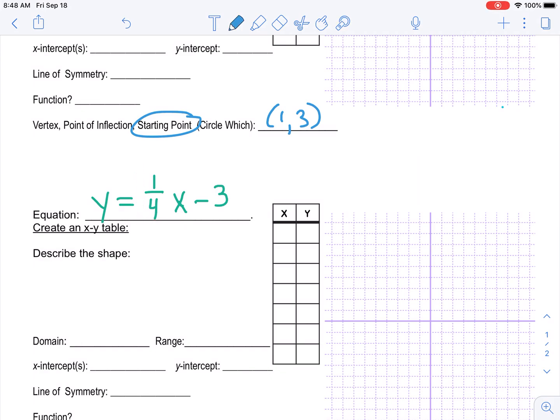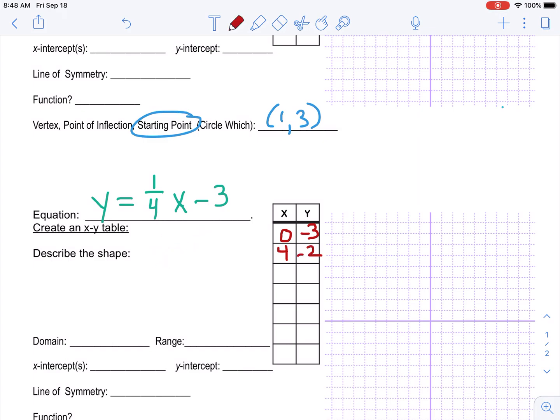We can use negative numbers, which is what I would suggest, and we can also use 0, because anything times 0 is 0. So let's start with 0. 0 times 1/4, that's 0. Minus 3 is -3. So that turns out pretty for us. And then if we try 4, 1/4 times 4, those 4's cancel out, it's just 1. And then 1 minus 3 is -2.